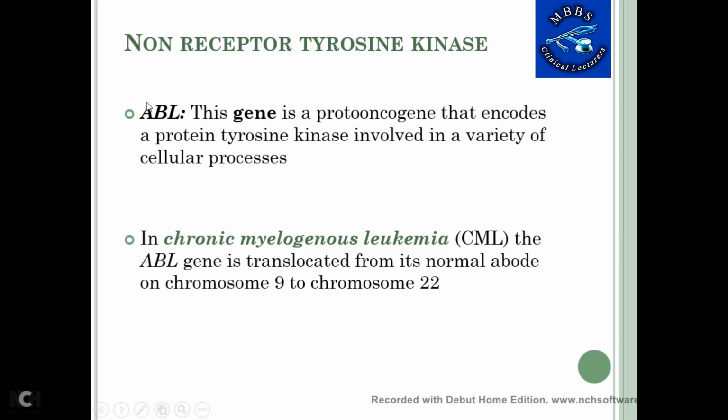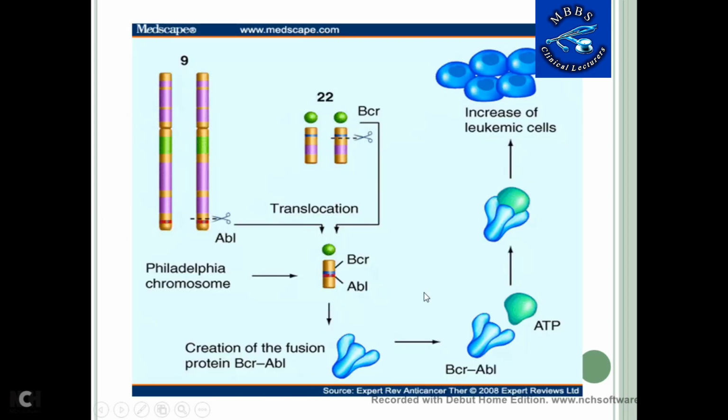Now, there are some non-receptor tyrosine kinase genes also, and they are famous genes known as the ABL gene. This gene is a proto-oncogene that involves a protein tyrosine kinase involved in a variety of cellular processes. In CML, or chronic myelogenous leukemia, this ABL gene is translocated. So there are certain cancers in which the DNA is not mutated, rather there is translocation of the chromosome. In CML, chromosome number 9 is translocated to chromosome 22.